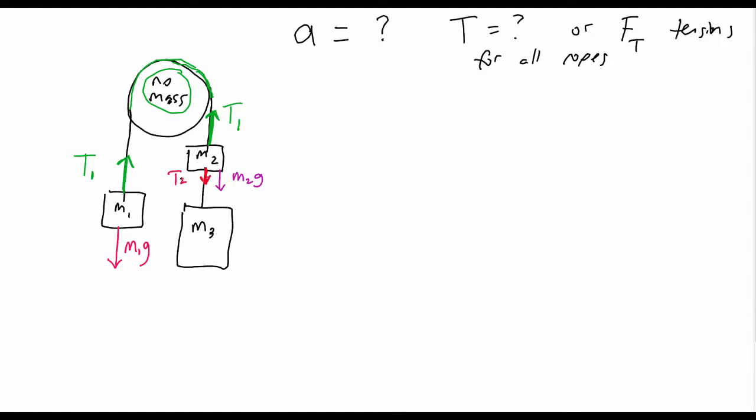Is it the same as T1? No, it's not, because there is a mass between these two ropes. So this rope's going to have some different amount of tension on it. That is the complete free body diagram for M2.